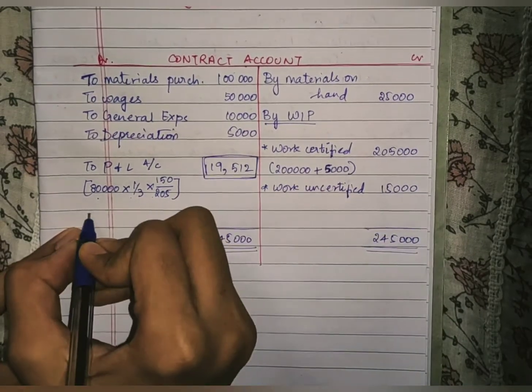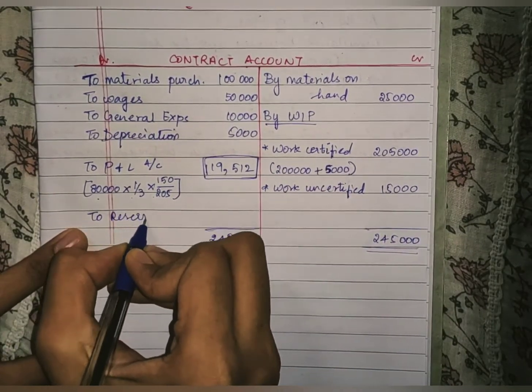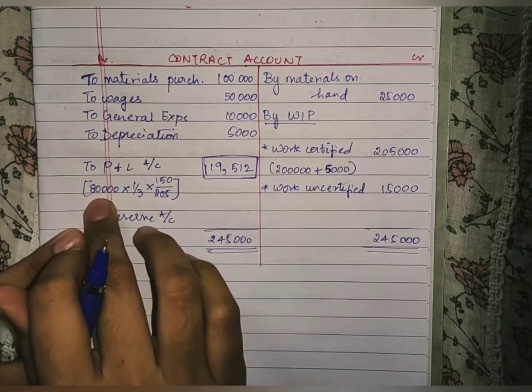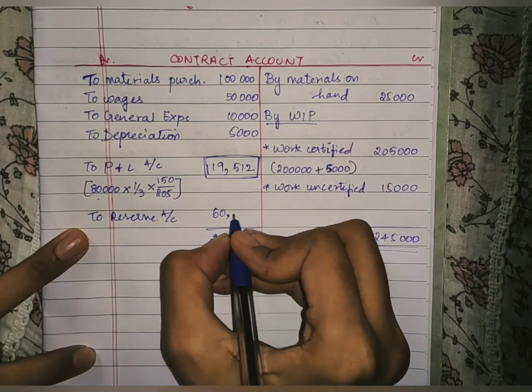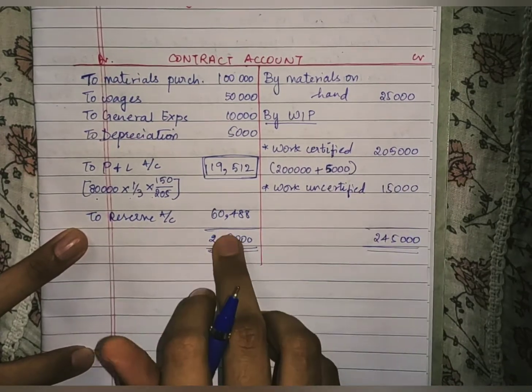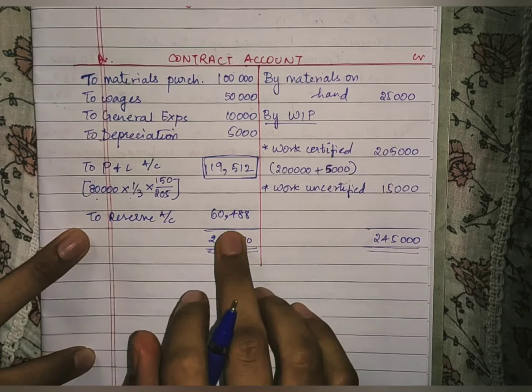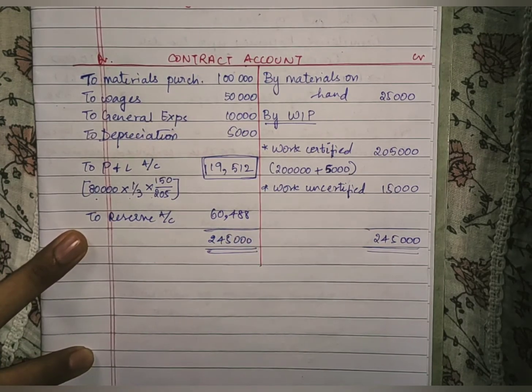So what is the amount you will transfer to reserves? It is the balancing figure. That is 80,000 minus 19,512. You will get 60,488, and this is the amount you will be transferring to reserves. This is how you will proceed with the escalation clause problem.